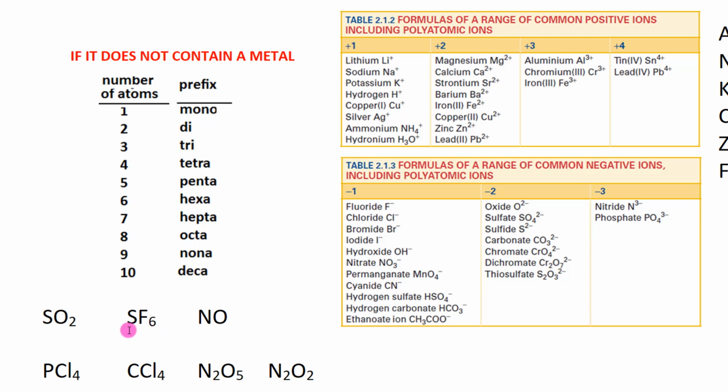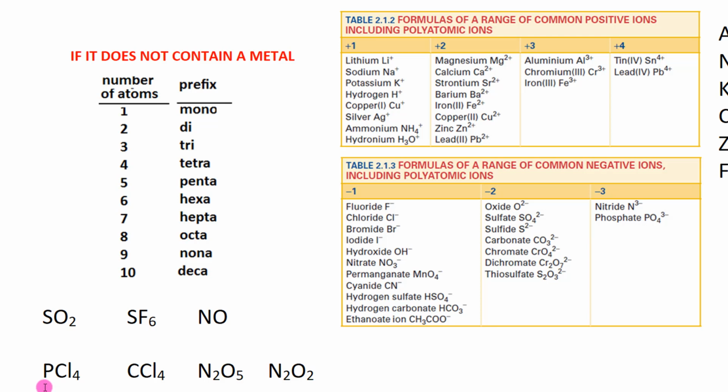If the number changes, we use a different prefix. This is still sulfur. This is fluorine. Fluorine's name will change to fluoride. As sulfur is first, and there's only one of them, we do not need to use the prefix mono. The prefix for 6 is hexa. So this is sulfur hexafluoride.